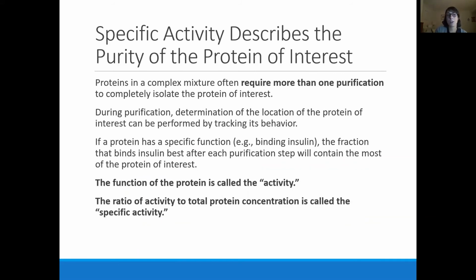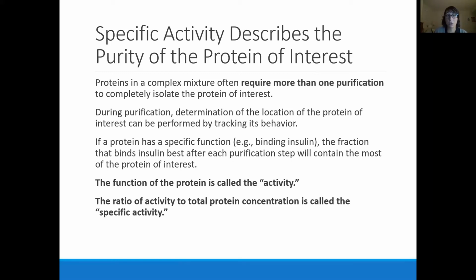Now, based on what we've talked about, proteins in these complex mixtures often require more than one type of purification. So we don't usually just do a size exclusion chromatography or just an affinity chromatography. We usually do a series of different types of purifications to then really isolate our particular protein.